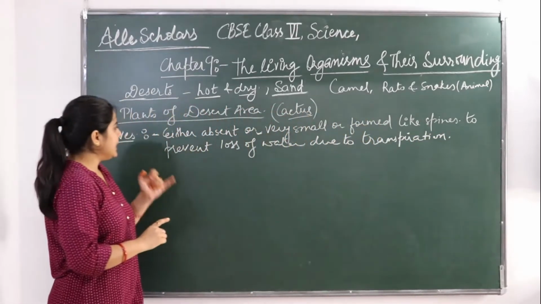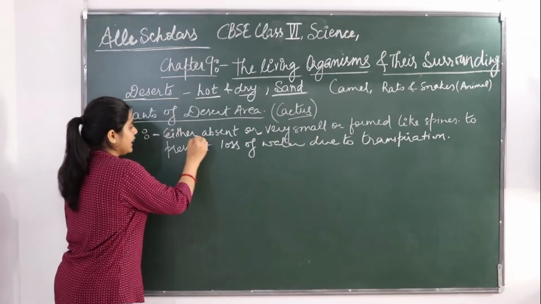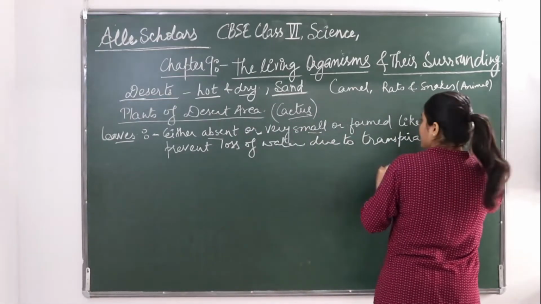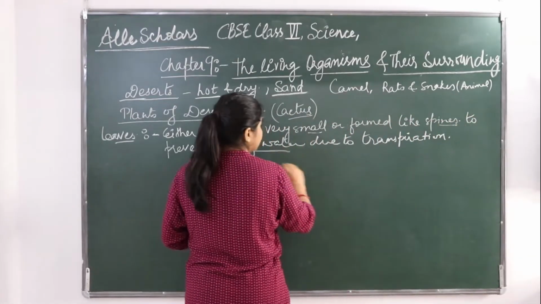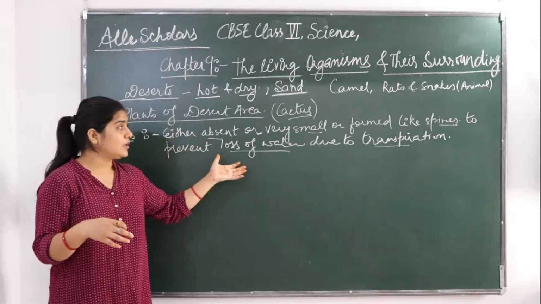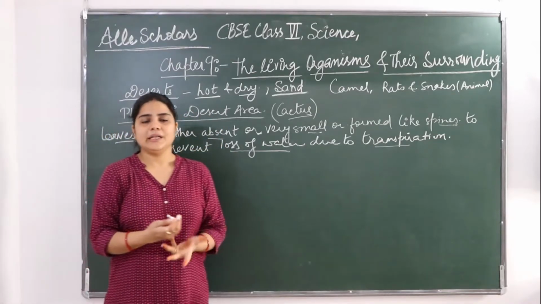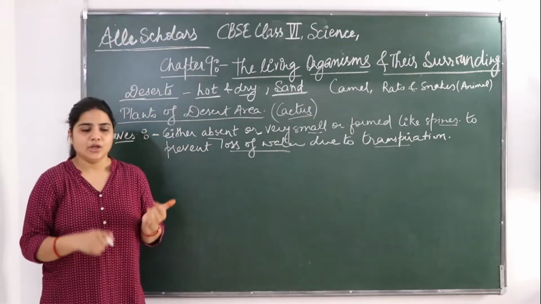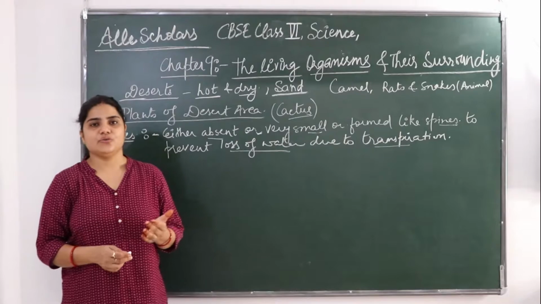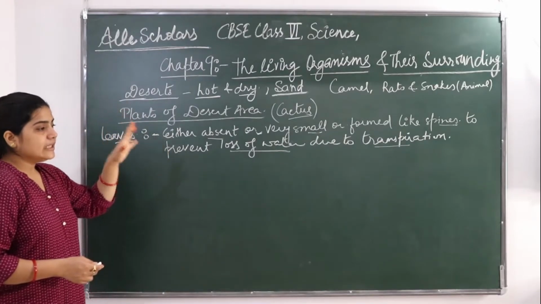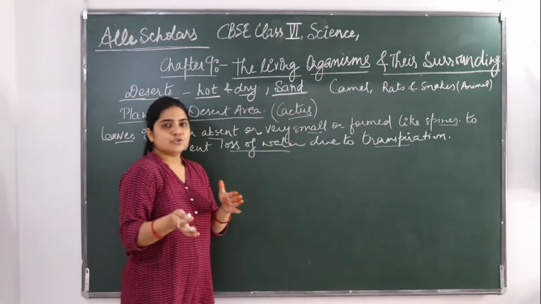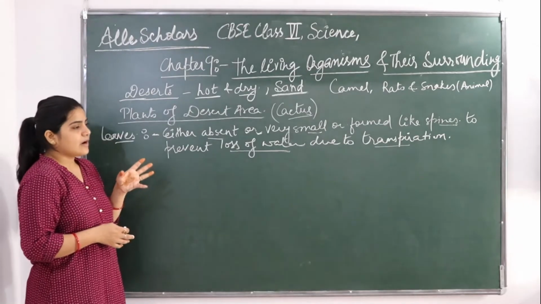Okay, so the leaves of the desert plants are either absent, or very small, or formed like a spine to prevent loss of water due to transpiration. Transpiration causes loss of water. If too much water is lost, where would the plant find so much water in the desert to survive? So the leaves are adapted, or you can say modified, in such a way that they can survive in the desert area. These leaves are reduced to spines to prevent the loss of water through transpiration.